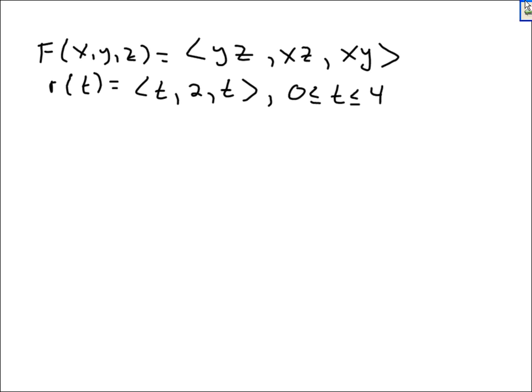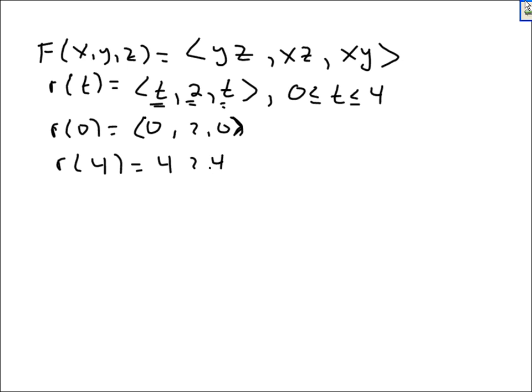Now, what would be nice is to know if this is going back to the same place. When t is 0, we get 0, 2, 0. And r of 4 is 4, 2, 4. The second component is always 2. So we're going between those two points.